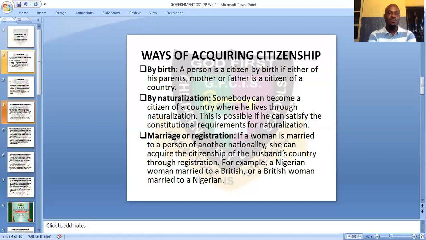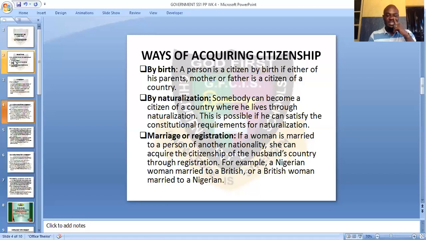Then another way of acquiring citizenship is by marriage registration. If a woman is married to a person of another nationality, she can acquire the citizenship of the husband's country through registration. For example, let's say a Nigerian woman married to a British man, or a British woman married to a Nigerian. That woman can actually acquire citizenship of the husband's country. Let's follow this example here. Let's say a Nigerian woman married a British man. So that Nigerian woman can acquire citizenship in the British country.